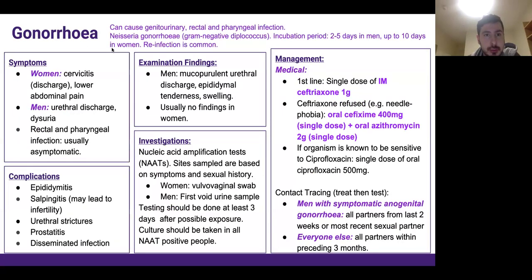Gonorrhea is the second most common, and it's a gram-negative diplococcus, and it has more symptoms than chlamydia. So similar sounding symptoms, however, which is discharge for women and men, and possibly pain when urinating. And the complications are also similar, but it's important to remember disseminated infection, which we'll go over in the next slide.